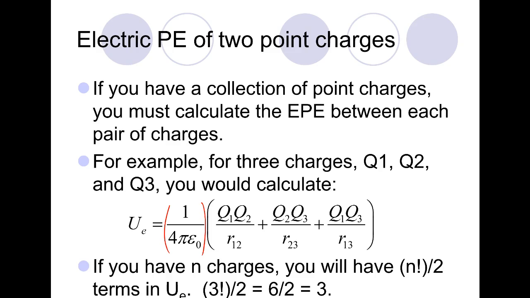Now whether or not these would be positive or negative would depend on whether the charges were positive and negative. And just note that mathematically speaking, if you have n charges, you're going to have n factorial over 2 terms in this potential energy equation. So if I have 4 charges, then I'm going to have even more terms. But for example, I don't need to do k Q2 Q1 because I've already done Q1 Q2, so I don't count them twice.